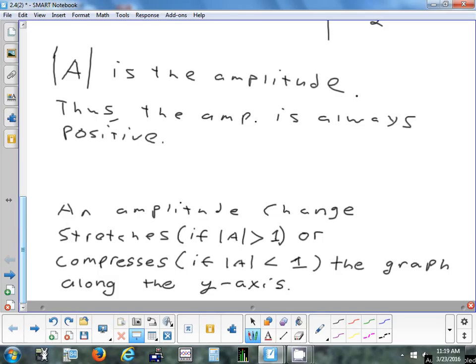So basically, two things can happen with an amplitude change. If the number in front has an absolute value bigger than 1, it's going to cause the graph to stretch. If the number in front has an absolute value of less than 1, it's going to cause the graph to compress.